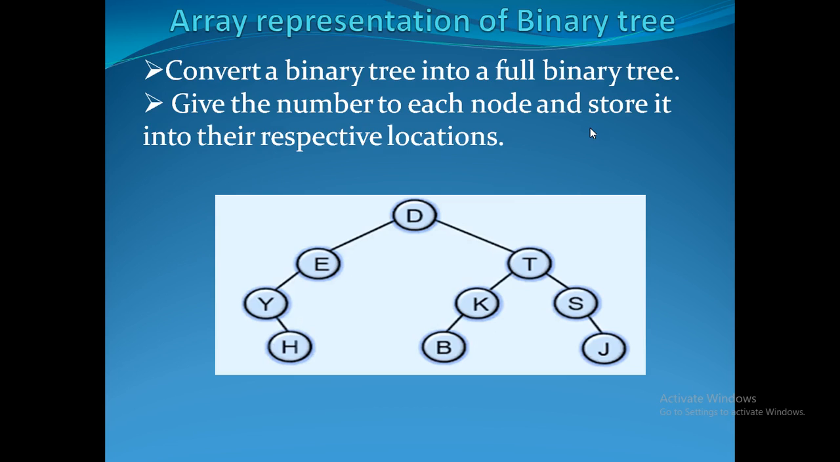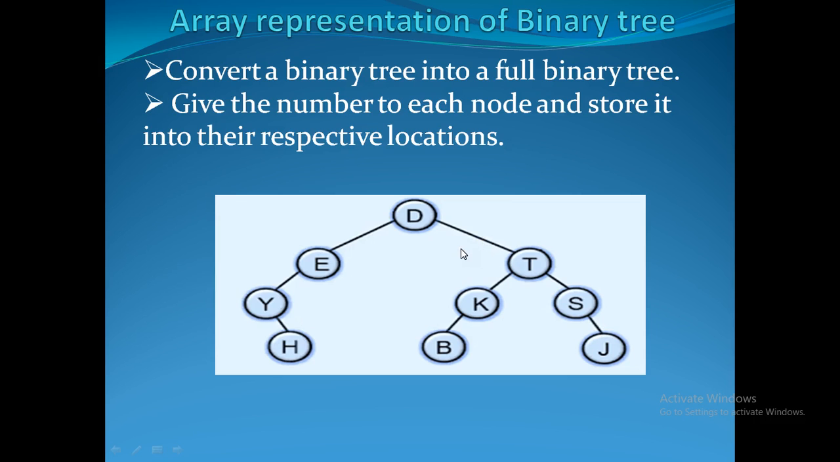Then the representation of a binary tree. Array representation of a binary tree. Here, we convert a binary tree. The first step is to convert a binary tree to a full binary tree. Here in this case, we have a binary tree, and we are going to represent this binary tree in the form of an array. The second step: give a number to each node and store it into its respective location.